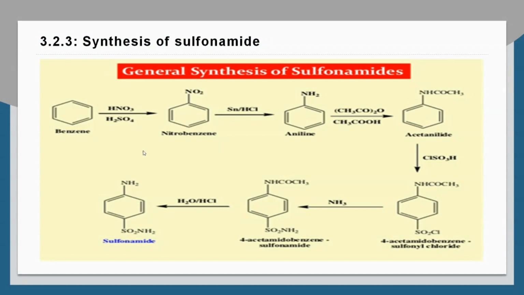Nitration reaction will occur in the first step. In the second step, nitrobenzene is reduced to aniline. That means the nitro group is reduced to an NH2 group in the presence of a reducing reagent, tin and HCl.